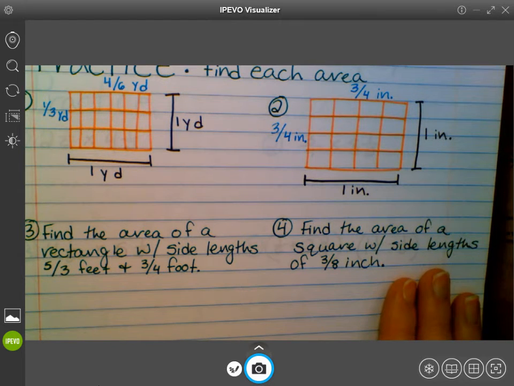Again, for number 4, it says find the area of a square with side lengths of 3/8 of an inch. Thank you, Sana. Thank you, Grayson.